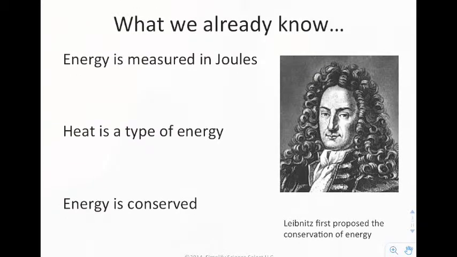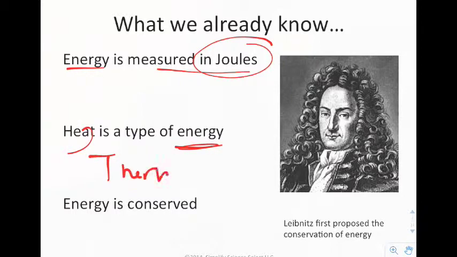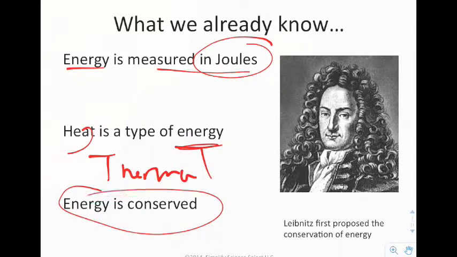So here's what we already know. We already know that energy is measured in joules, that's the standard unit. We know that heat is a type of energy, sometimes called thermal energy, and we know that energy is always conserved. Leibniz, this guy right here, who was also famous for inventing calculus, was the first to actually propose that energy is always conserved in a system.